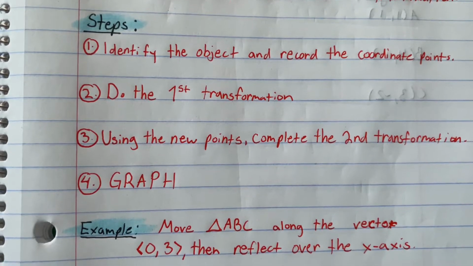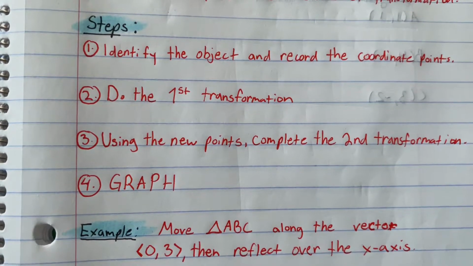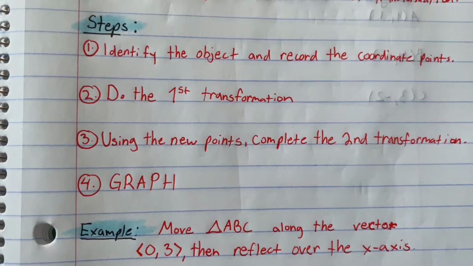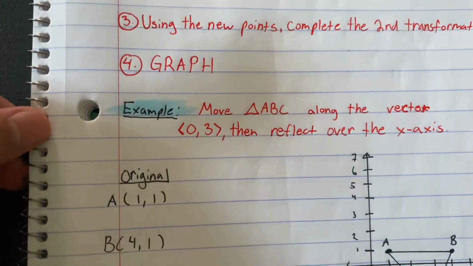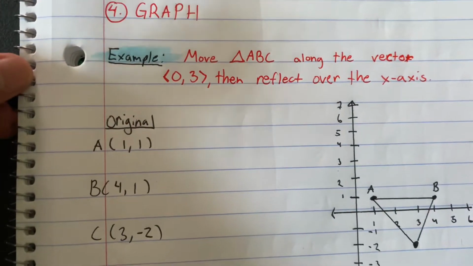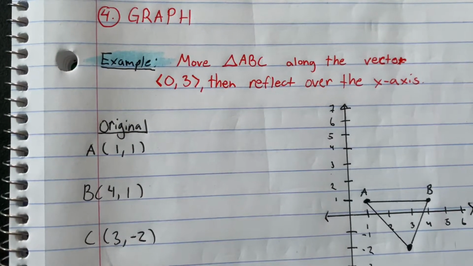The example says to move triangle ABC along the vector 0 and 3, then reflect over the x-axis. Now you're like, what does that mean? Well, first off, let's say this is how we are given our problem. We have the original points: A is (1, 1), B is (4, 1), and C is (3, -2). And you see right there my triangle.